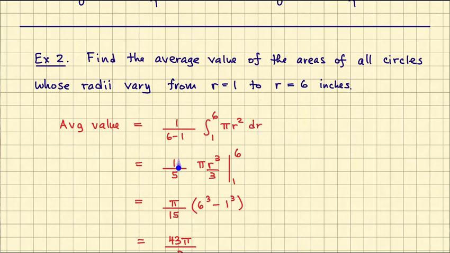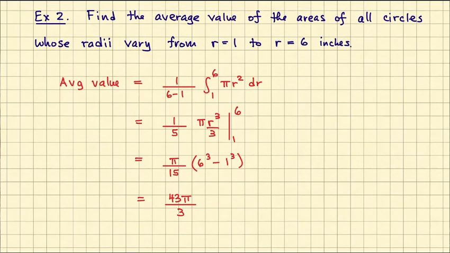So this would just give us a 1/5. We'll pull the pi out. We'll anti-differentiate the r squared to get r cubed over 3. We'll evaluate that from 1 to 6. When we do that, we clean things up just a little bit. We get pi over 15 times 6 cubed minus 1 cubed, which when you simplify that, you get 43 pi over 3.